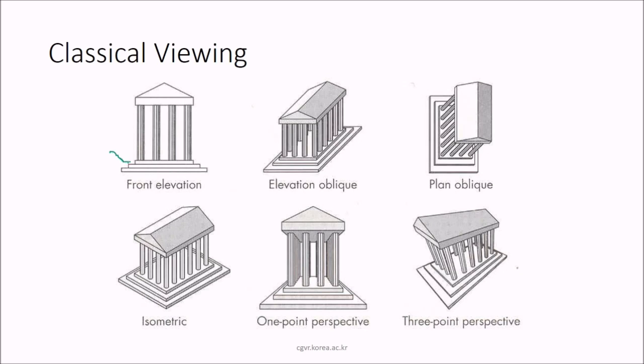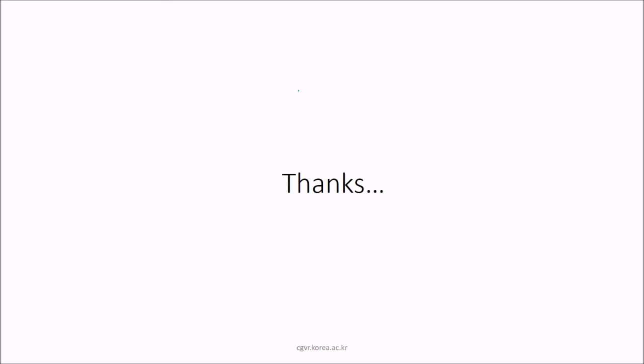This is the classical viewing: front elevation, elevation oblique, plan oblique, isometric, 1-point perspective, 3-point perspective. So this is the discussion about 3D viewing. I hope you will go back to your book and learn each and every aspect of it. This is just an overview.